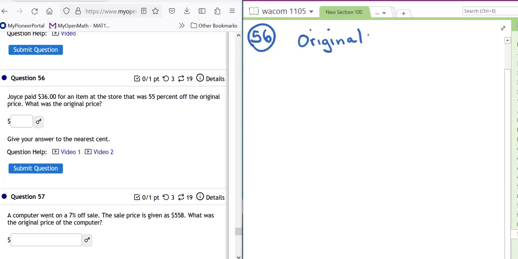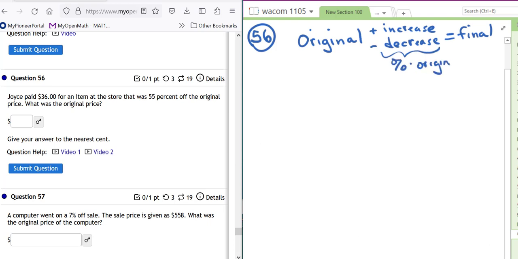So original, it's plus if it's increase, it's minus if it's decrease. So like if it's on sale, it's minus. Equals the final. And this piece right here is percent times your original. All right, so Joyce paid $36 for an item at the store that was 55% off the original price. They're asking us original. We don't know it, so we'll have to use a variable. That's what a variable's for.